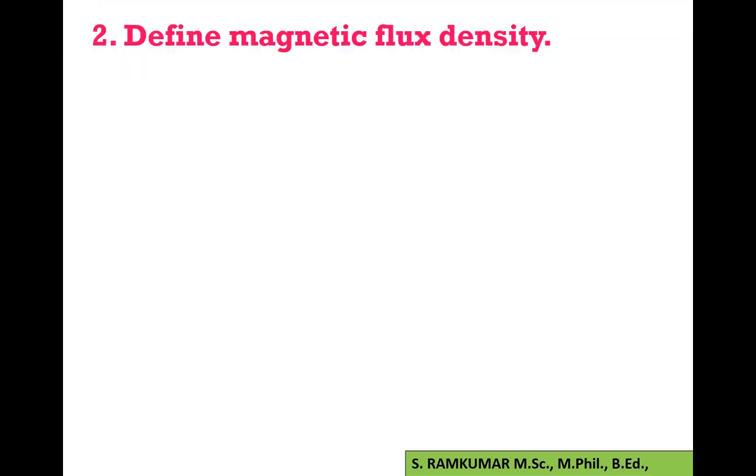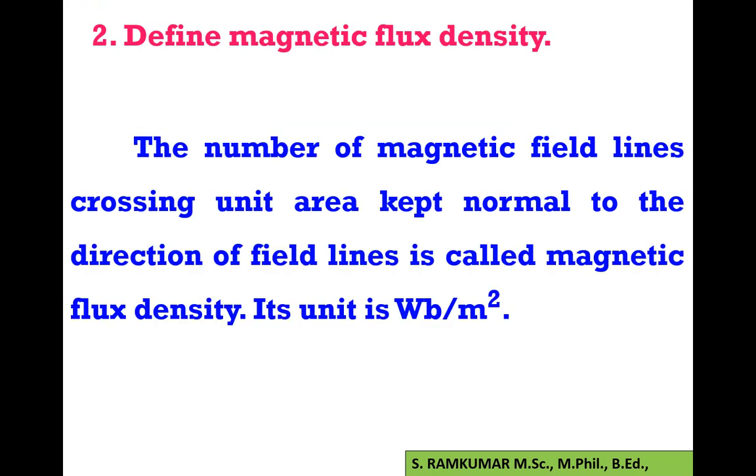Second question. Define magnetic flux density. The number of magnetic field lines crossing unit area kept normal to the direction of field lines is called magnetic flux density. Its unit is Weber per meter square.